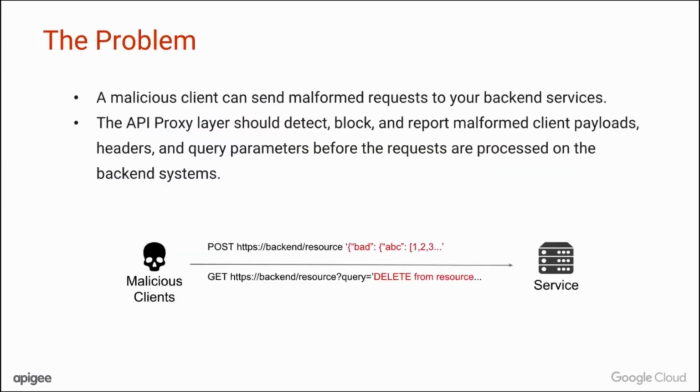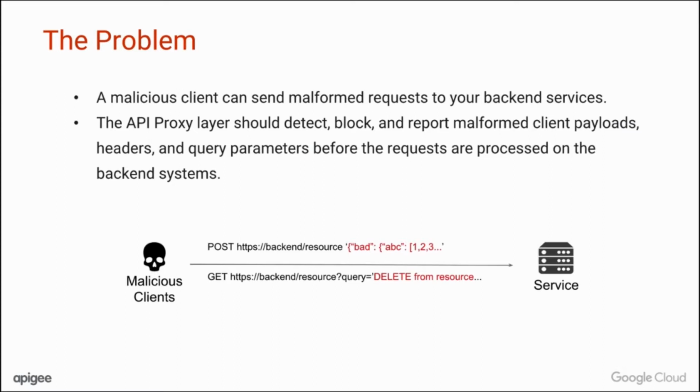So the problem is when a malicious client can send malformed requests to your backend services, as showcased in my diagram below. This includes all components that make up the HTTP request or message from those clients, whether it be TLS certificates, request headers, the payload, or even the query string fields and/or parameters. Now, a client can be anything. It can be a browser, mobile device, a server, or even an IoT device. The API proxy layer should detect, block, and report any malformed requests that are received from those clients before the requests are processed on the backend systems.